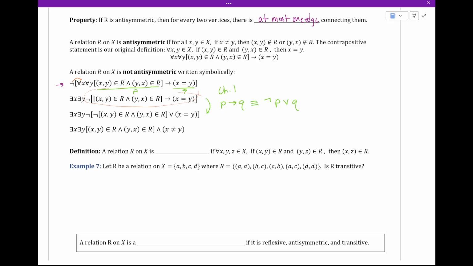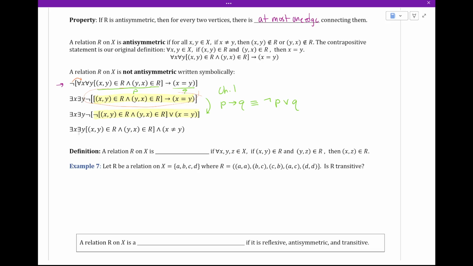And you can revisit chapter 1 to see, we could make a truth table for both of those and see that the truth tables for these statements are equivalent, which means these two are equivalent statements. So that's how I'm going to change this statement into this statement. For all (x,y) in R and (y,x) in R, and, oops, I forgot the not out here, and x is equal to y.